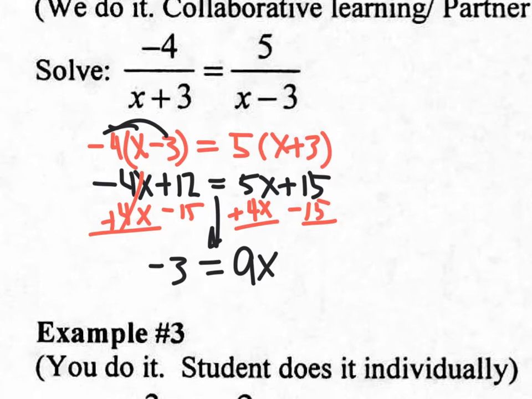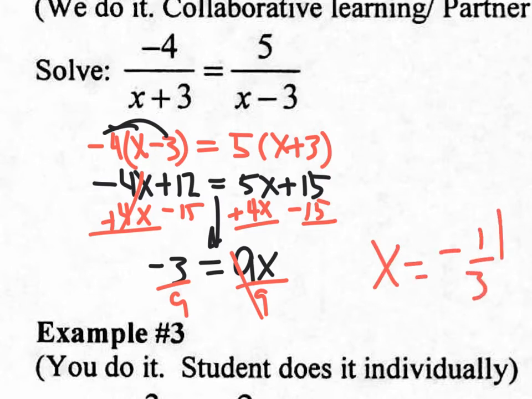All I need to do is get the x by itself. So I'm going to divide both sides by 9. So my final answer is x equals negative 3/9, which reduces down to negative 1/3.